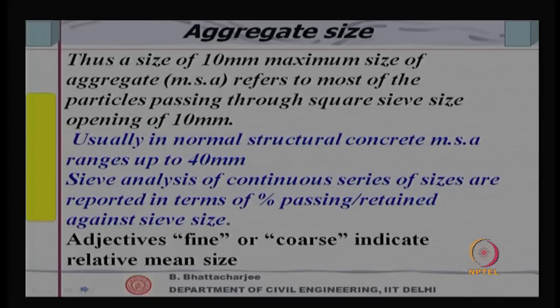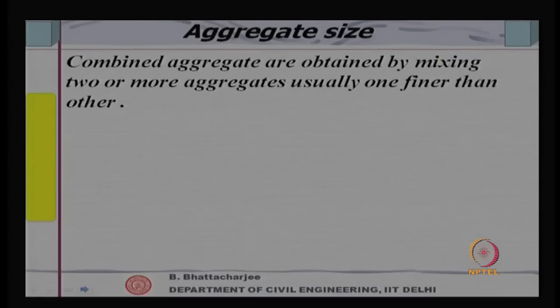Adjectives such as fine or coarse aggregate indicate relative mean size. Fine aggregate has a smaller relative mean size. Combined aggregate is obtained by mixing two or more aggregates, usually one finer than the other. So, we combine, for example, fine aggregate and coarse aggregate, both are mixed together, and we get combined aggregate, obtained by mixing in definite proportion, usually one fine, one coarse.